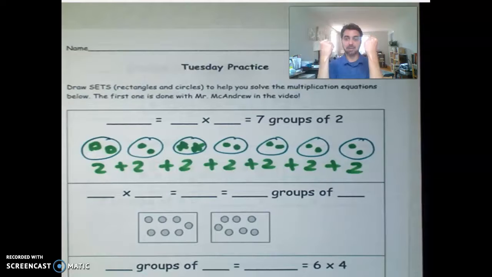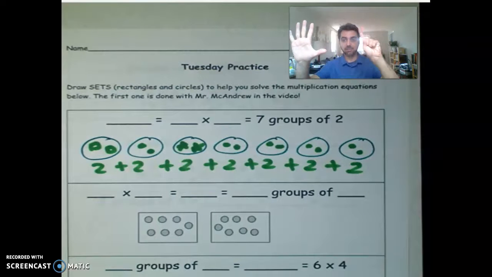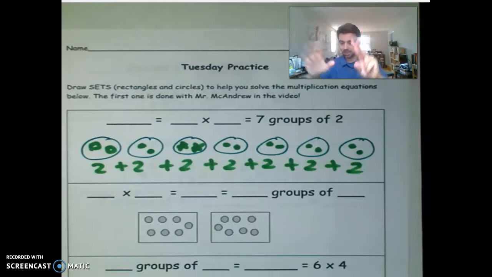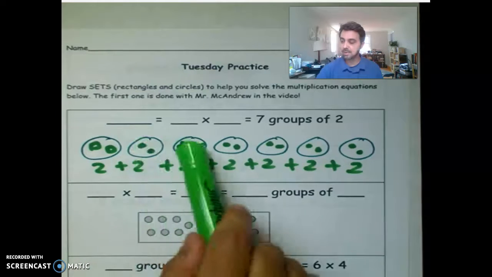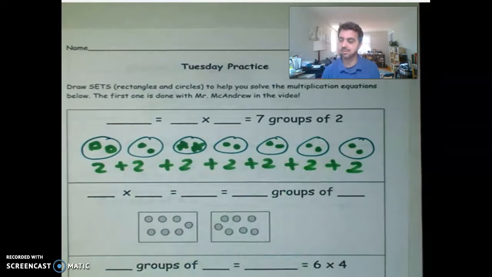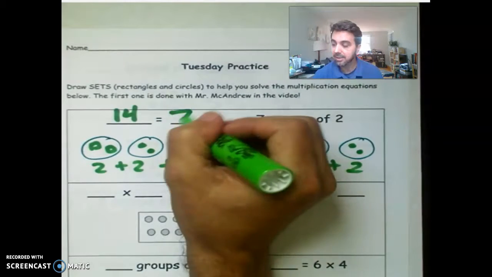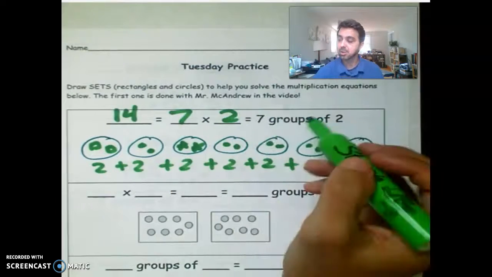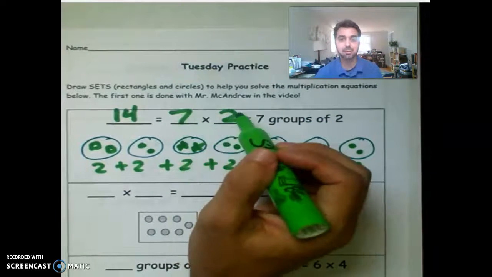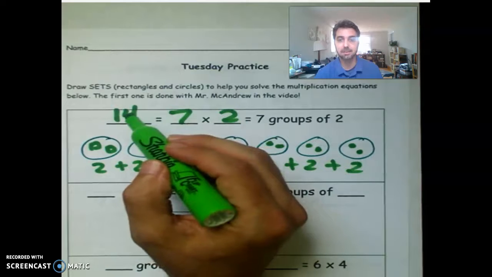2, count with me, ready? 2, 4, 6, 8, 10, 12, 14. So that I skip counted by 2 7 times. So that gives me 14. Let's check. 2, 4, 6, 8, 10, 12, 14. So that gives us 14. So we know that 7 groups of 2 is 14. 7 times 2 is the same as 14.